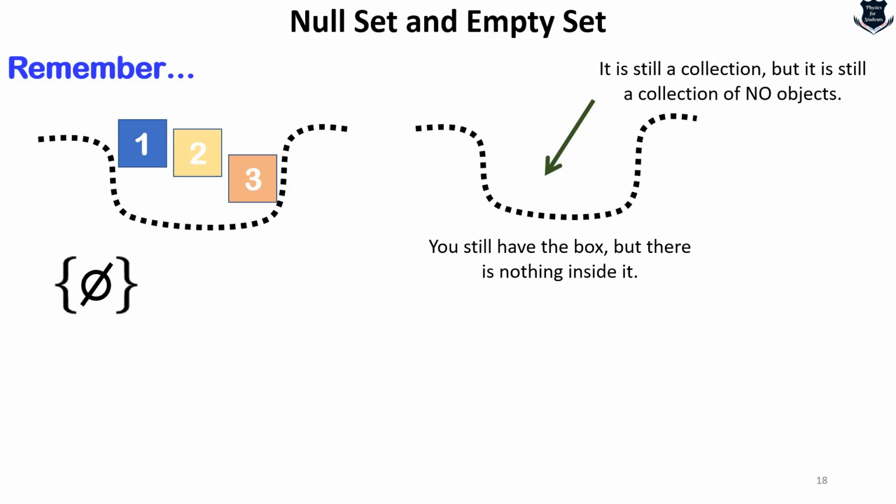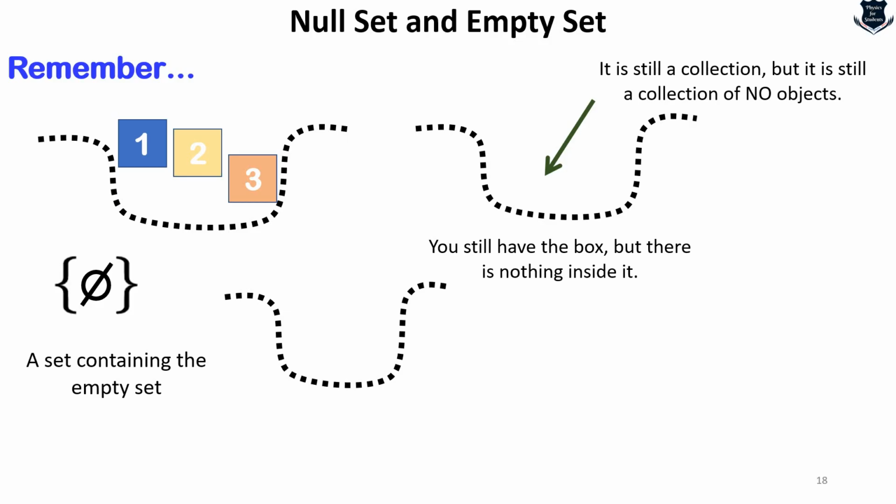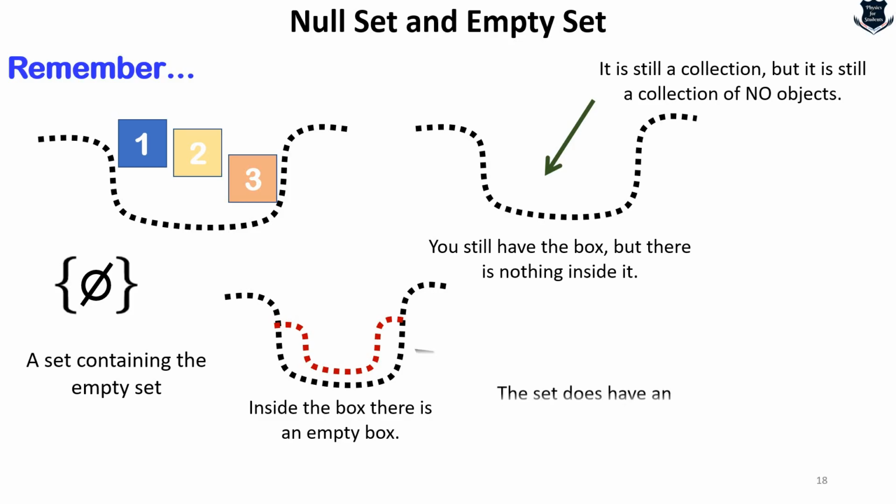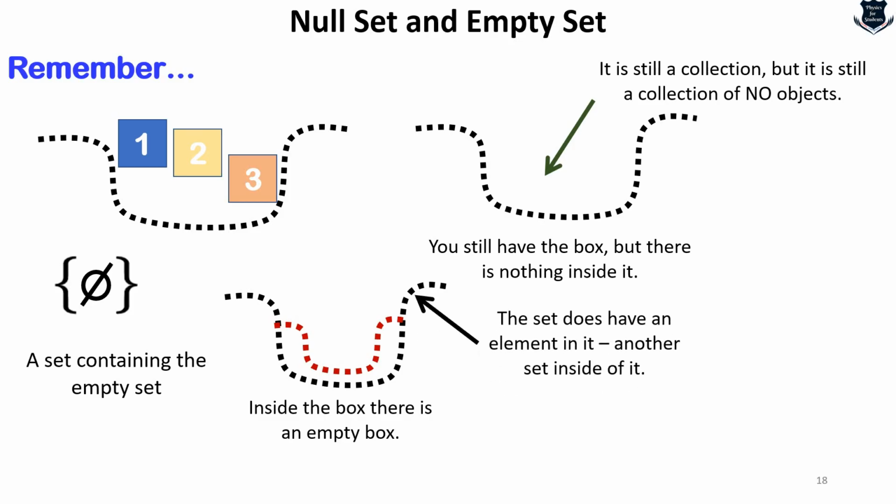Now let us consider this sign. What is this all about? A set, an empty set, which has got another empty set. A set containing the empty set. Let us imagine it in this way. Let us consider this basket, which is the big basket. Inside the box there is an empty box. So the big basket is also empty, and within that there is another basket which is also empty, isn't it? So the set does not have an element in it, but has got another set inside of it, and this element is itself the set, that is the empty set.